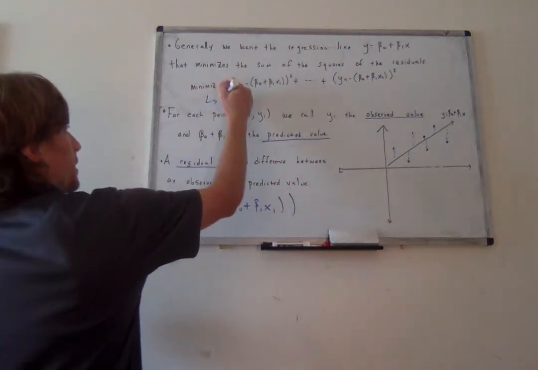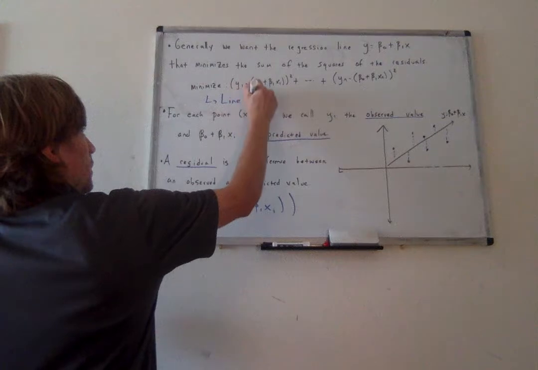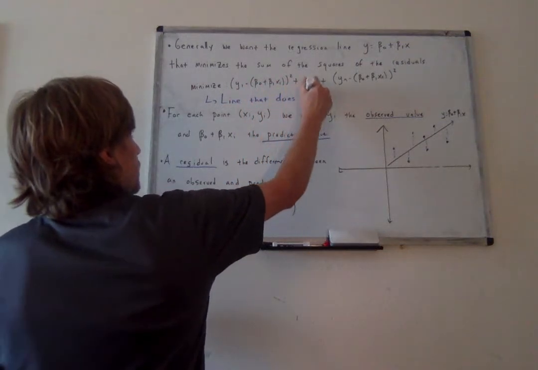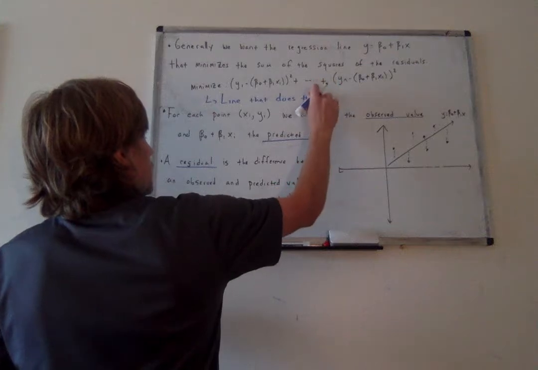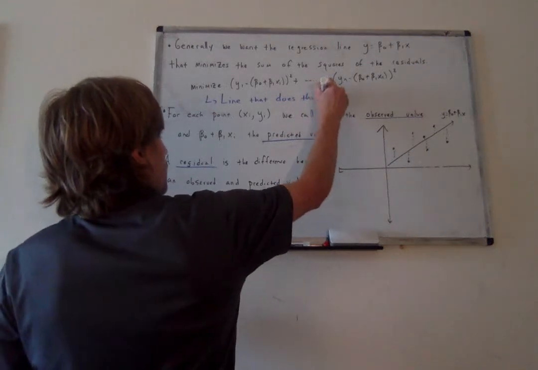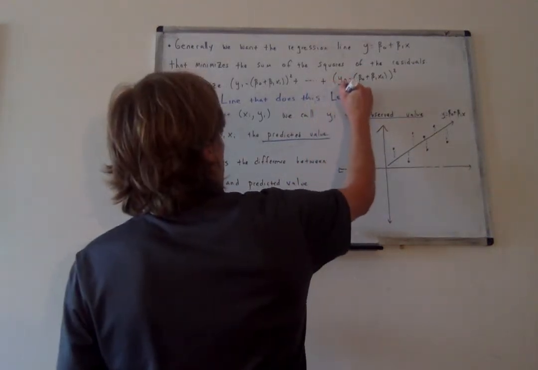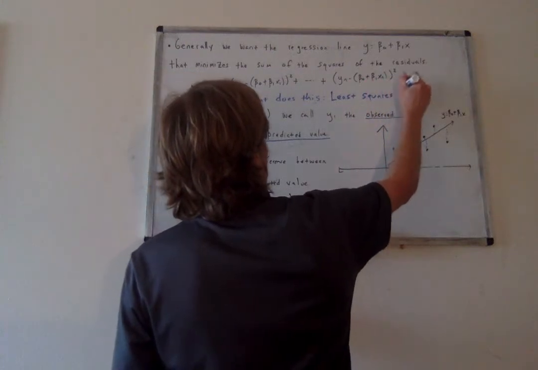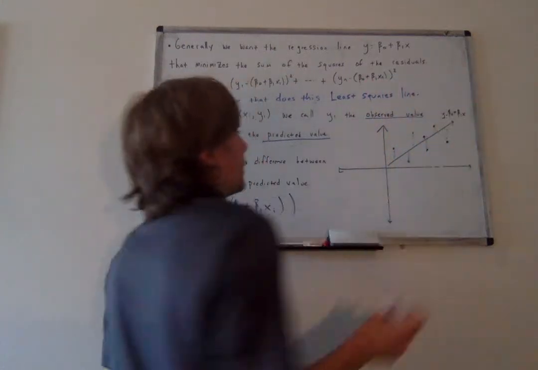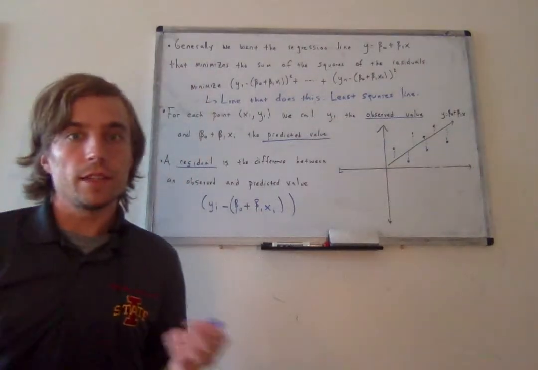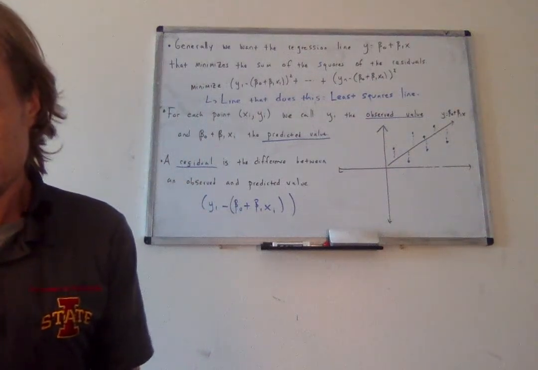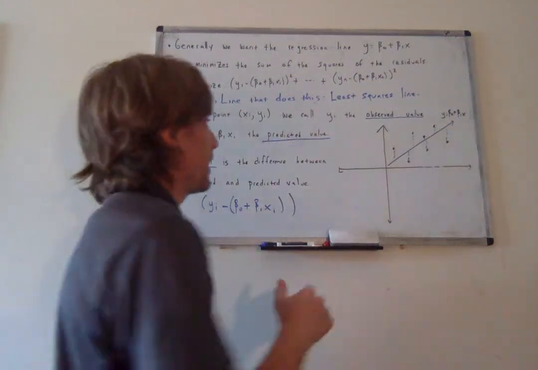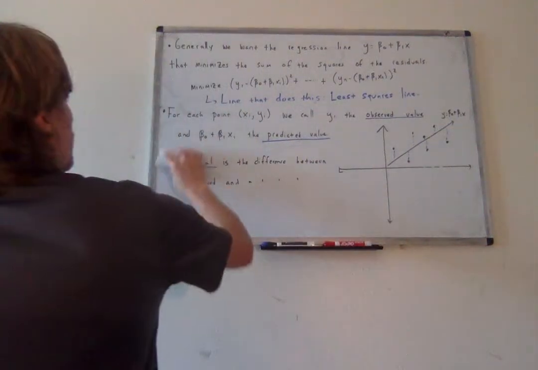And so the line that does this is called the least squares line. It's also sometimes referred to as a regression line. So, how can we use linear algebra to find a regression line?